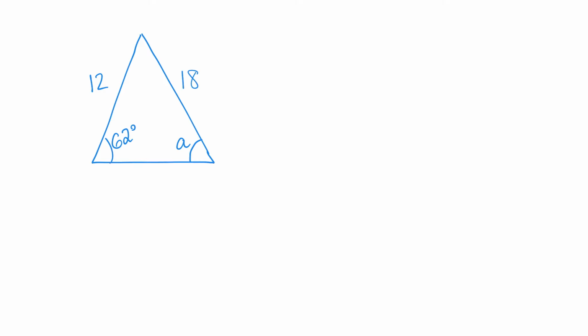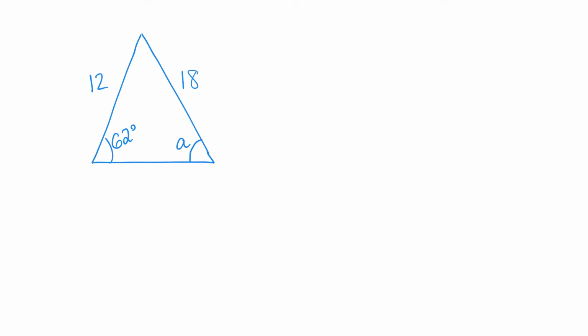Let's draw another triangle here. Let's say here's my triangle, and I'm missing this side, but I know that this is 12, and I know that this is 62, and this is 18. Let's see what we've got now. Okay, do we have a pair?